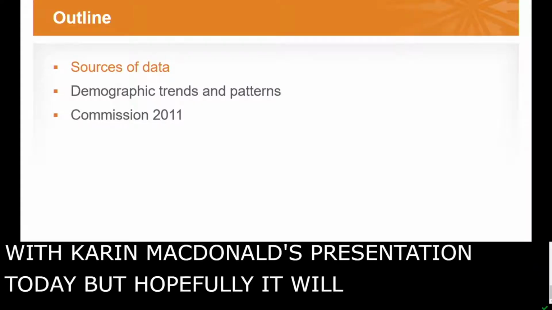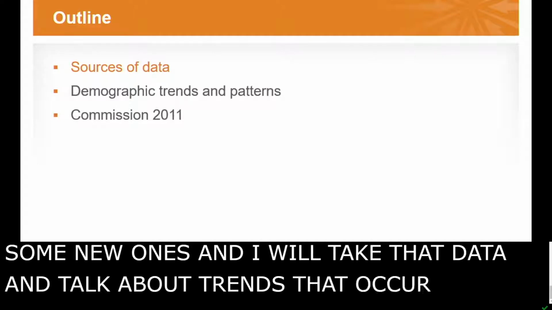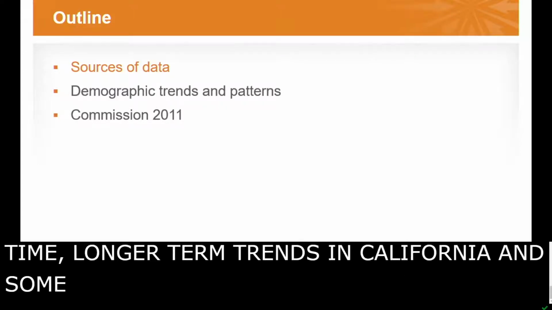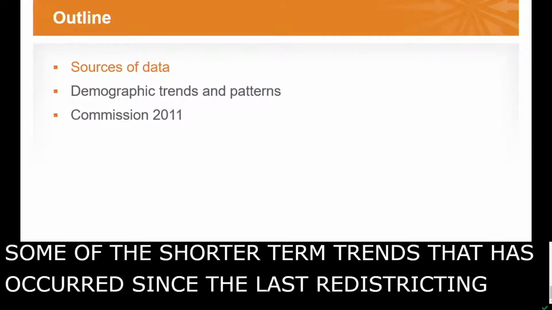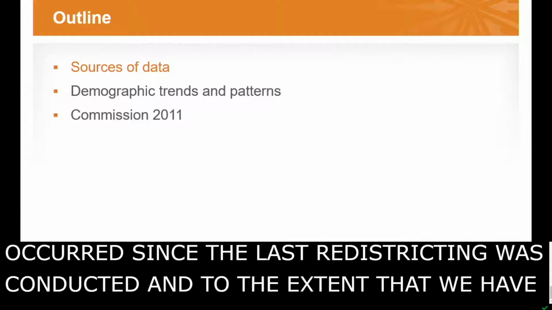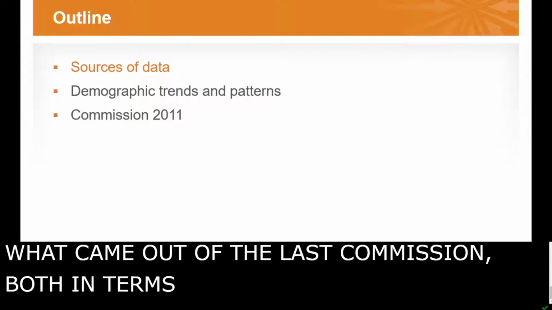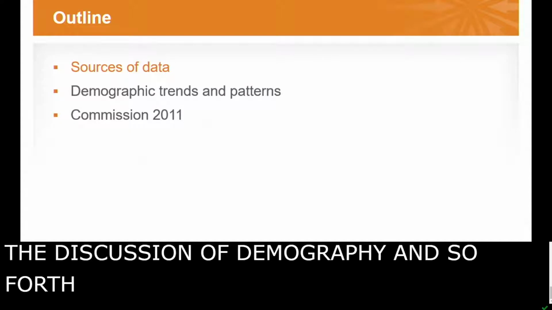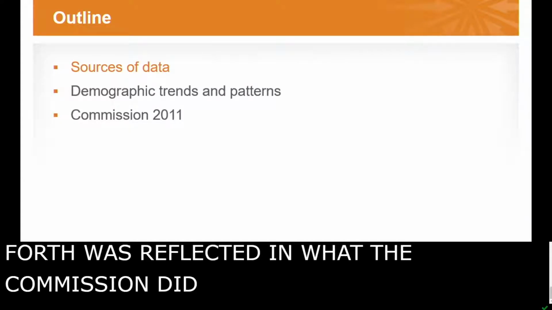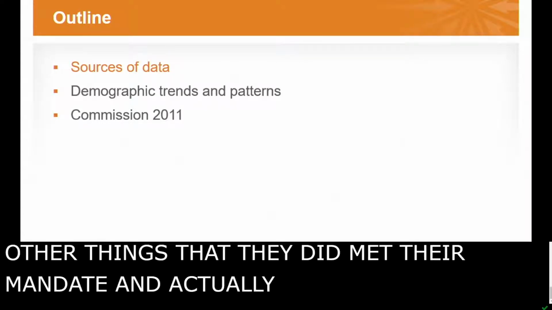Then I'm going to take some of those same data and talk about trends that have occurred over time, both the longer term trends in California and then some of the shorter term trends that have occurred since the last redistricting was conducted. And then to the extent that we have time or bandwidth, I want to talk a little bit about what came out of the last commission, both in terms of how the discussion of demography and so forth was reflected in what the commission did, and then some of the other things that they did that met their mandate and actually in some ways went beyond that mandate.